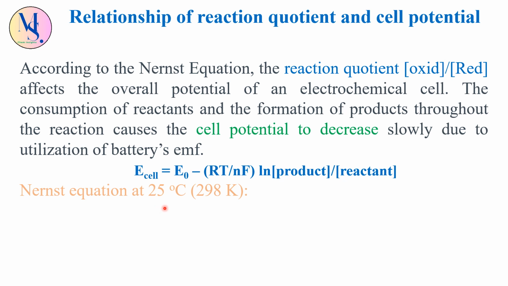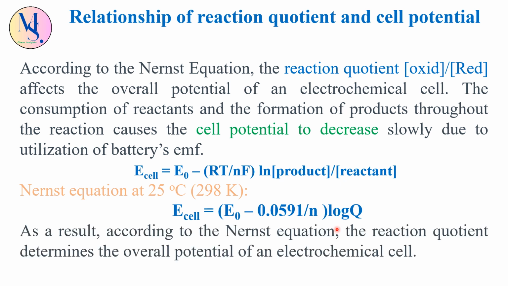The Nernst equation at standard condition, that is 25 degrees centigrade, can be written like this by putting the value of R, that is 8.314, temperature 298, and Faraday constant 96500, and converting the natural logarithm into log base 10, we get this equation, and we can write the concentration of product and reactants ratio as Q. So according to the Nernst equation, the reaction quotient determines the overall cell potential of the electrochemical cell.